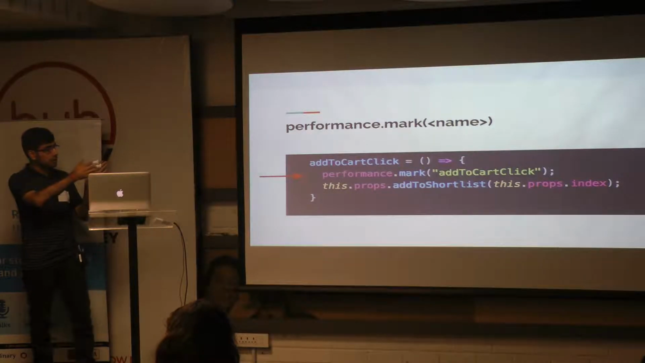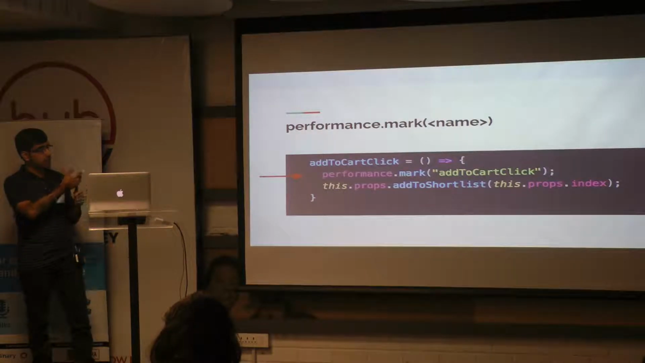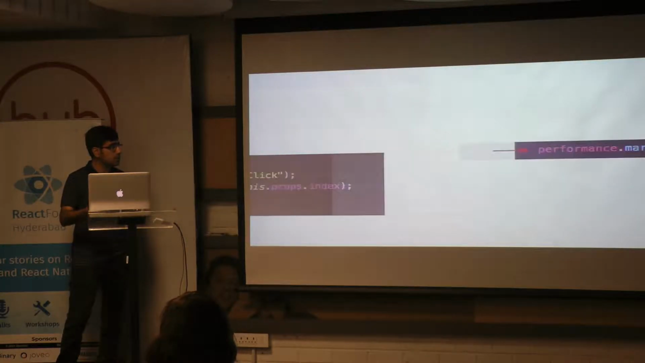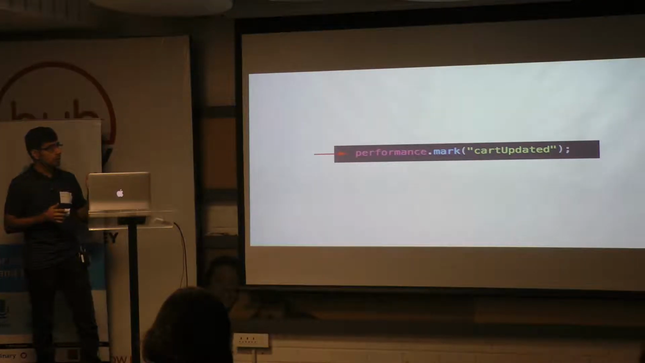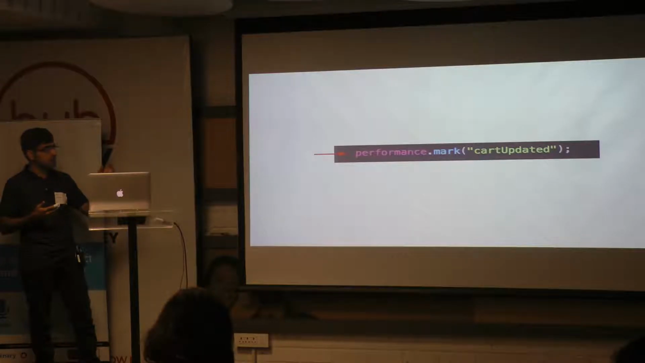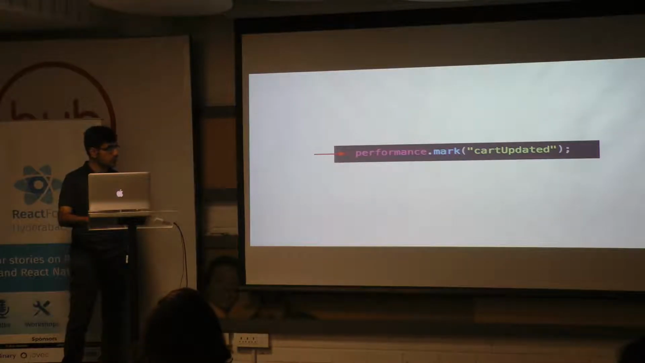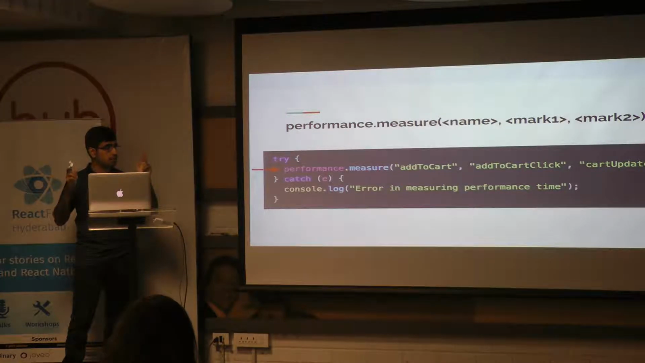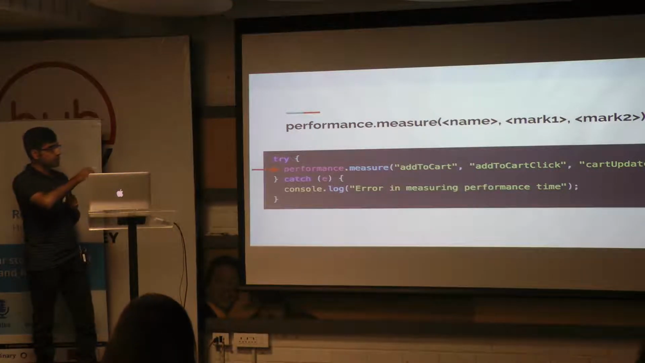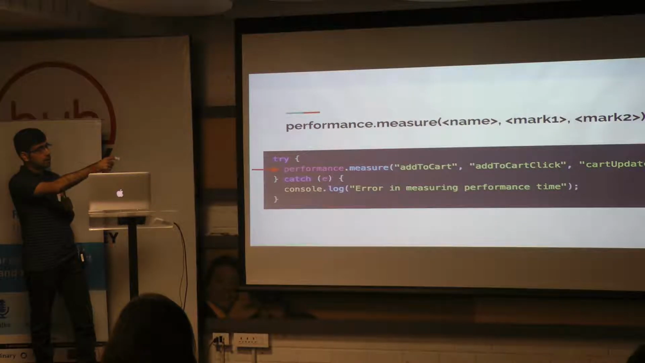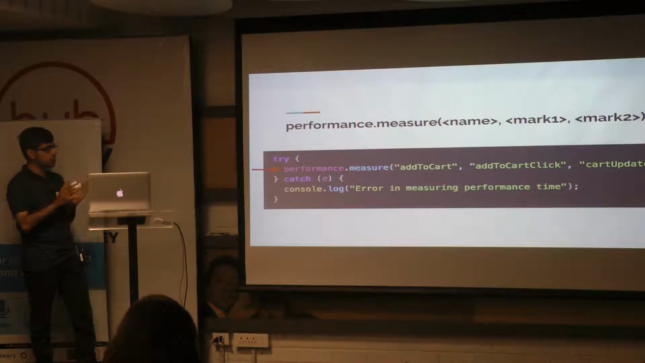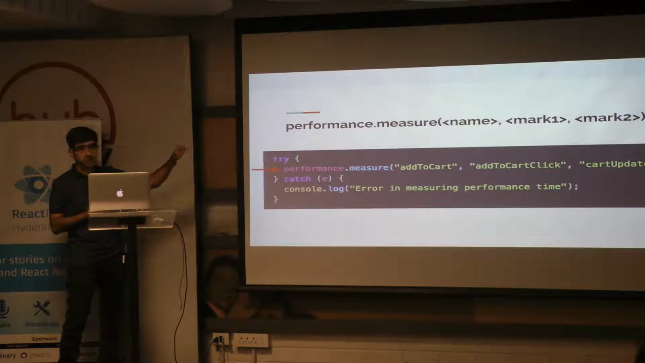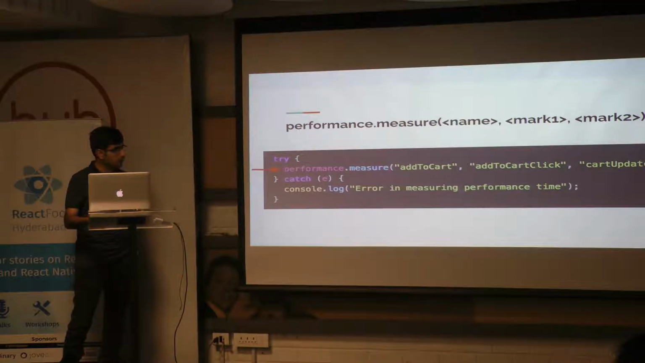So on our add update function, we can place a performance marker calling add to cart link. Then we can place a second marker when the cart is actually updated. Performance.mark cart updated. Then to show the time between these two custom timestamps on the performance timeline, we can call performance.measure, with the name of the measurement and the two markers between which we want to measure. This is placed in a try catch block because if one of the markers is missing, it throws an error.